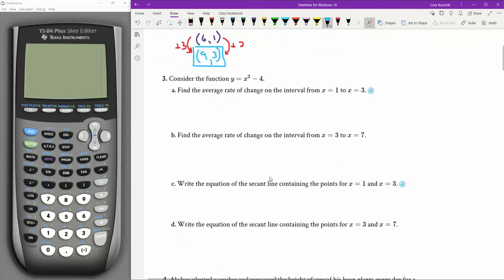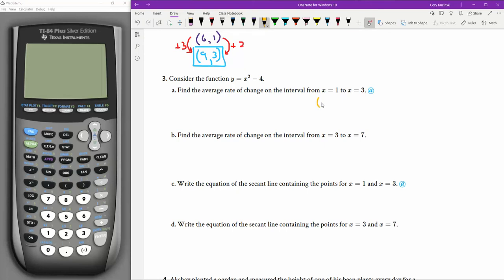All right, for number 3, we are given this function y equals x squared minus 4. Find the average rate of change from x equals 1 to x equals 3. Well, mentally, I think I can figure out these y values pretty easy. When I plug 1 in here, 1 squared is 1, and 1 minus 4 is negative 3. So when x is 1, y is negative 3. And then when x is 3, you know what? Let's set it up like an ordered pair. Maybe that'll make more sense.